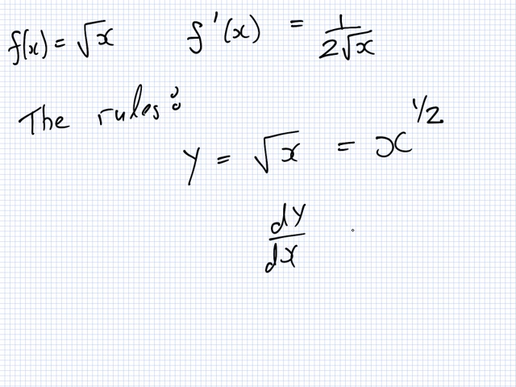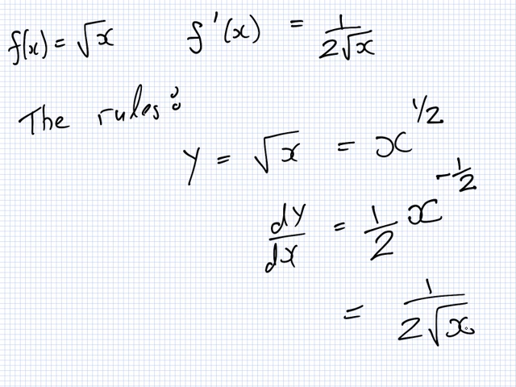The rule says in the table, bring down the power. Guys, come on, focus. Bring down the power and then minus 1. So it would be minus 1 over 2. But this is the same thing as 1 over 2 root x. Same answer, but much quicker, of course.